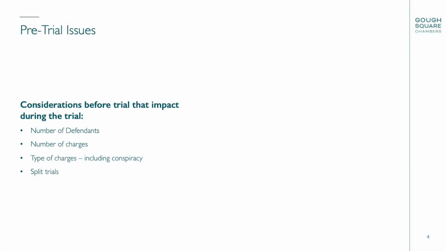Firstly, pre-trial issues impacting on the trial. Firstly, the number of defendants that you choose to charge. Whilst it might be tempting to charge 10 defendants, and in some cases entirely justified, you will then have to deal with 10 lots of legal teams. The larger the number of defendants, the more complex and unwieldy a case can become for trading standards, for the jury, and for case and court management.